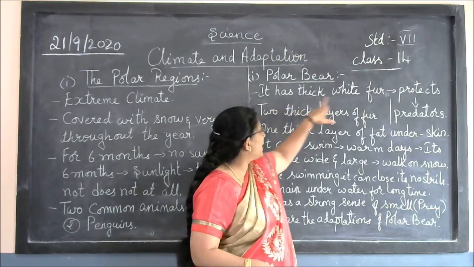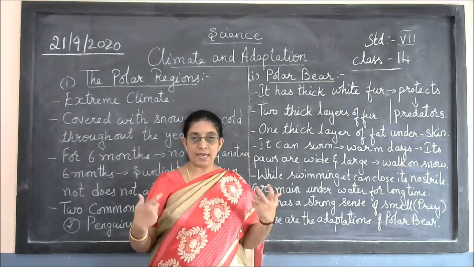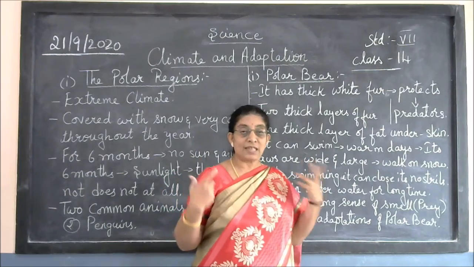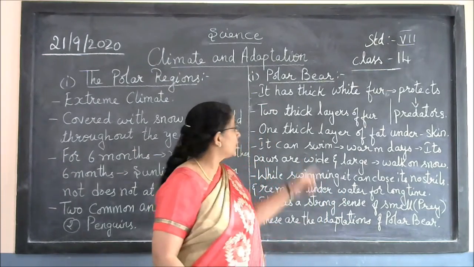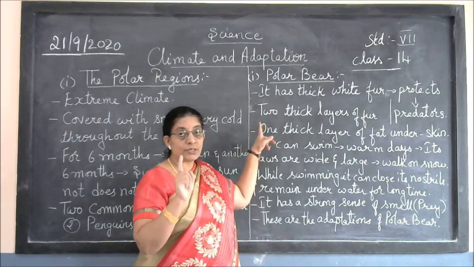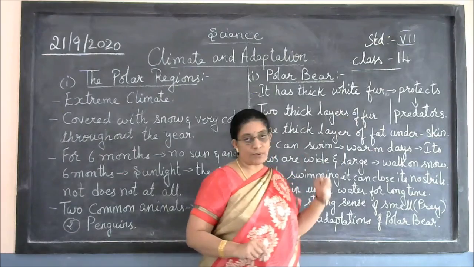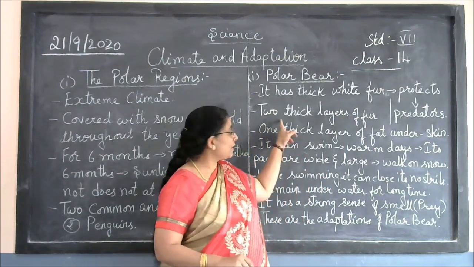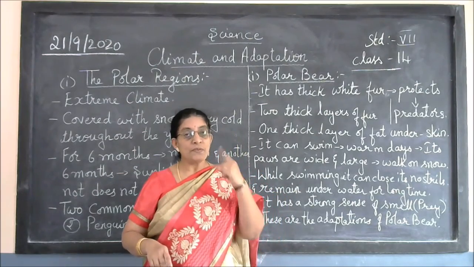So the polar bear has a thick white fur. White fur means what? Hair. It has thick hair which protects it from the cold. And how many layers of hair does it have? Two thick layers of fur. So it's not one layer, it has two thick layers of fur.